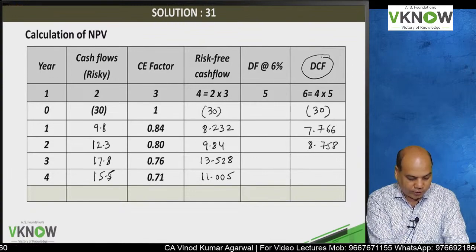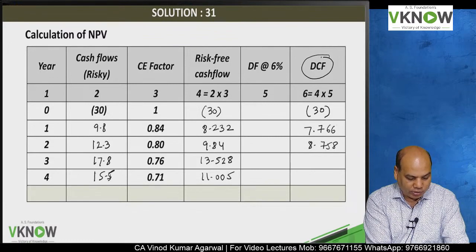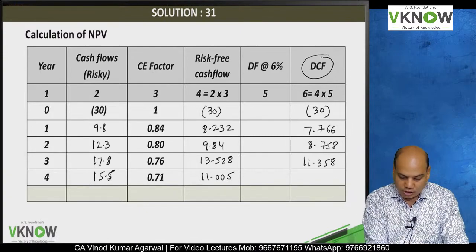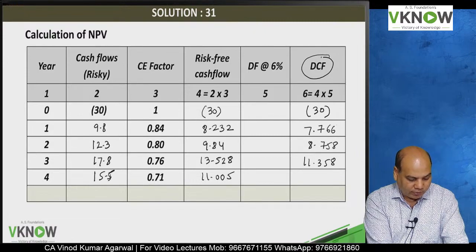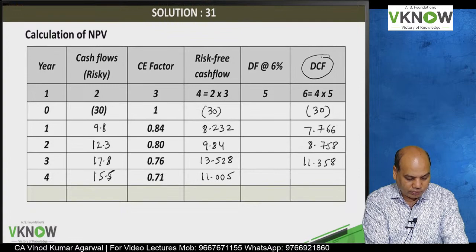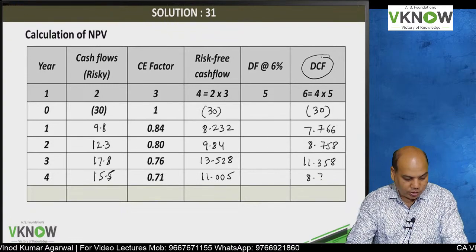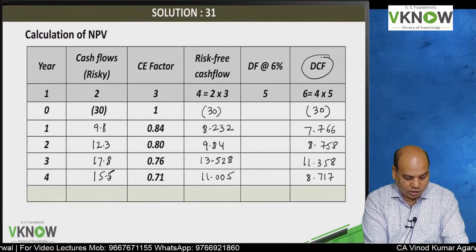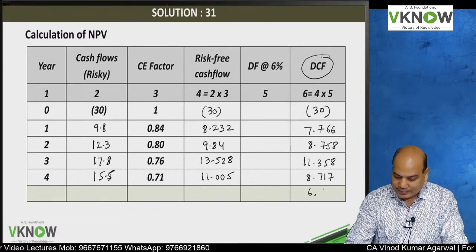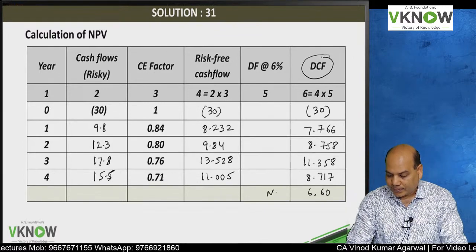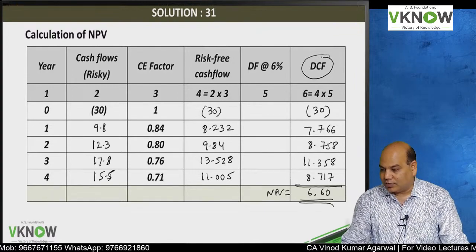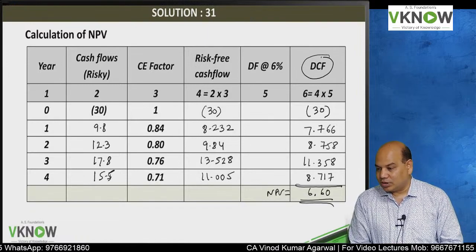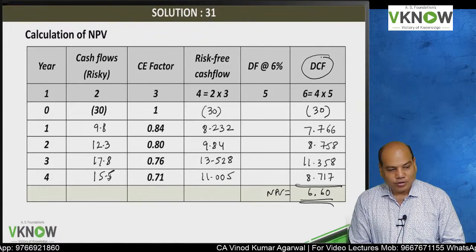Then I will type 13.528 divided by 1.06 3 times, equal to, memory plus. 11.358. And I will type 11.005 divided by 1.06 4 times, equal to, memory plus. 8.717. Memory recall minus 30 equal to 6.9, approximately 6.60. This is NPV. So please check. I have done it myself. I don't know whether it is right or not. Anybody who got the same answer? 6.60. Very good.